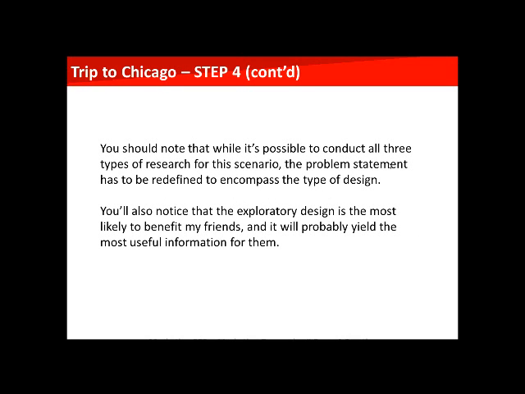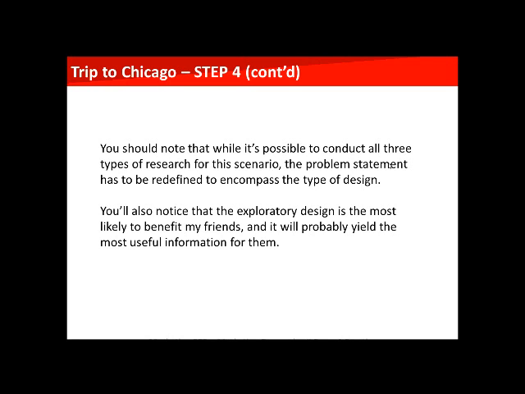So, again, please note, you can do all three types of research for this scenario, and the problem statement works pretty well for exploratory and descriptive, but it has to be reworded a little bit if we're going to do causal research. So anytime we're going to change the way we're looking at data, if it's a little different than what we originally envisioned with our problem statement, we might have to reword things a little bit. And that's why we've talked about sometimes you don't do the steps quite in order. Sometimes you have to look at step 4 and then go back to step 2 and change things around a little bit.